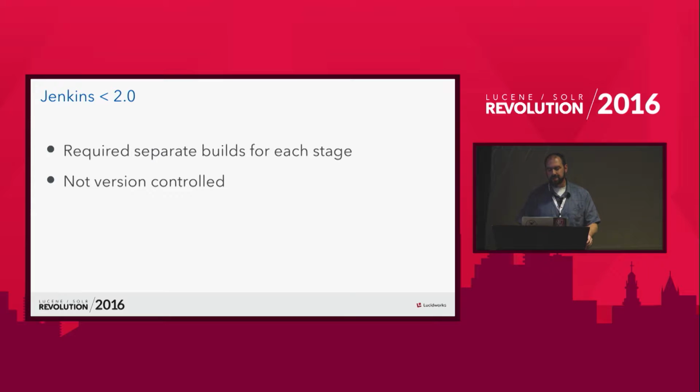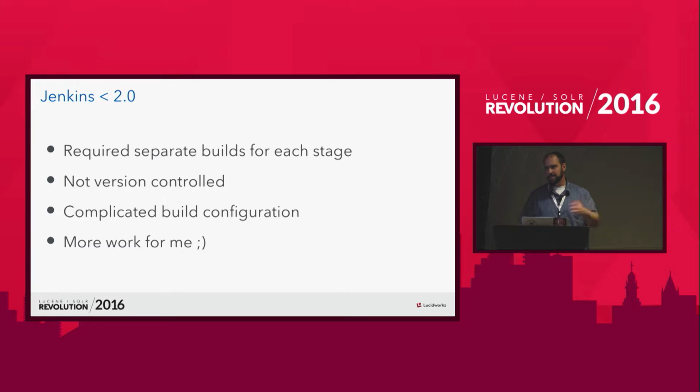And it was kind of complicated in order to keep track of how everything was connected together. Since it's all configured right in Jenkins, the pipeline was not version controlled, so if you make changes, you could potentially break the entire pipeline. And like I said, it complicated the build configuration, and it just meant more work for me because I wanted to do the new thing. So I re-implemented everything I had done at work for this talk specifically in Jenkins 2.0.